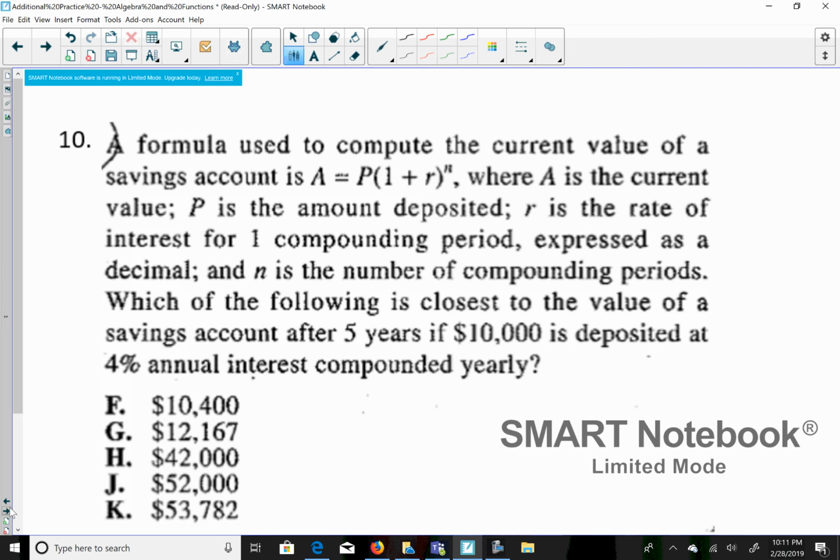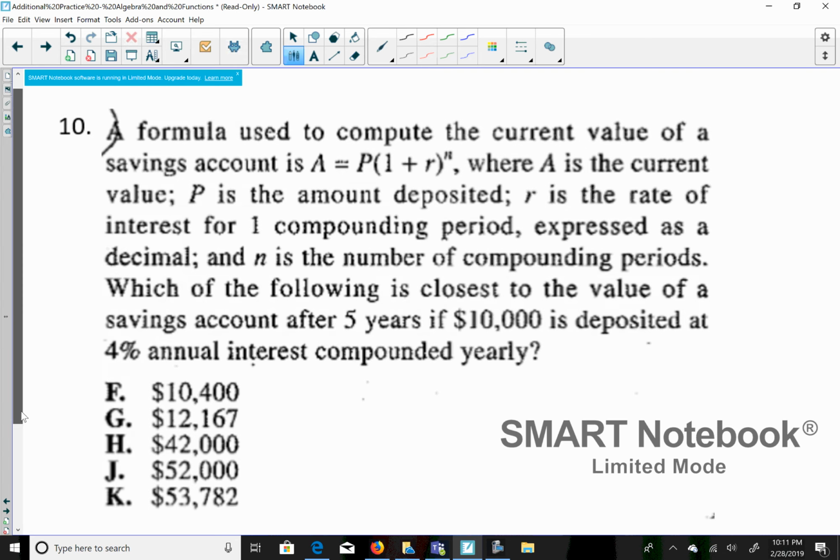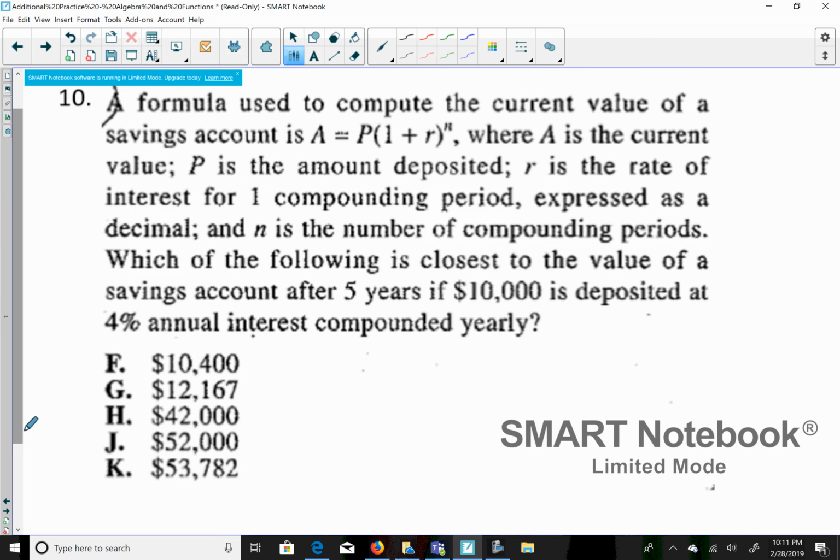Number 10, a formula used to compute the current value of a savings account is A is equal to P times the quantity of 1 plus R to the N, where A is the current value, P is the amount deposited, R is the rate of interest for one compounding period expressed as a decimal, and N is the number of compounding periods. Which of the following is the closest to the value of the savings account after 5 years if $10,000 is deposited at 4% interest?